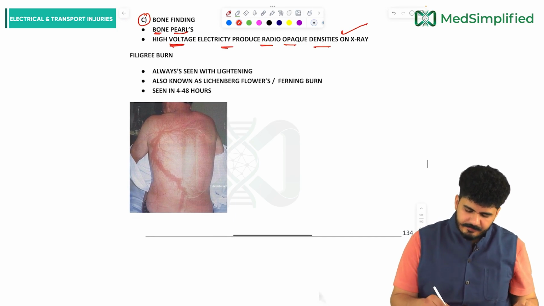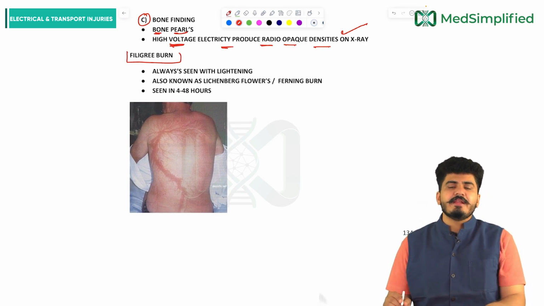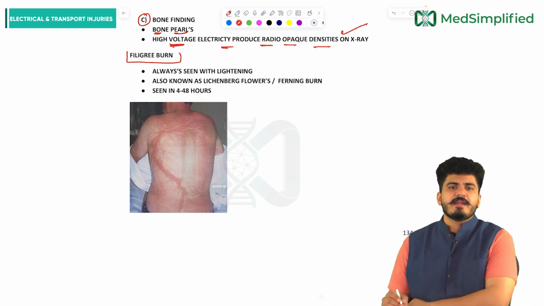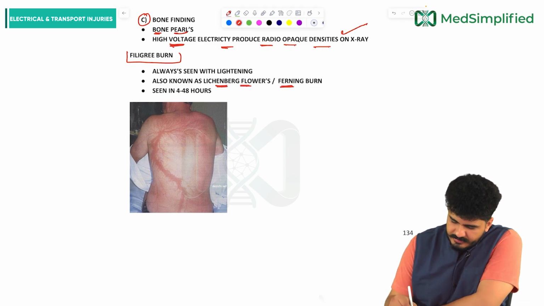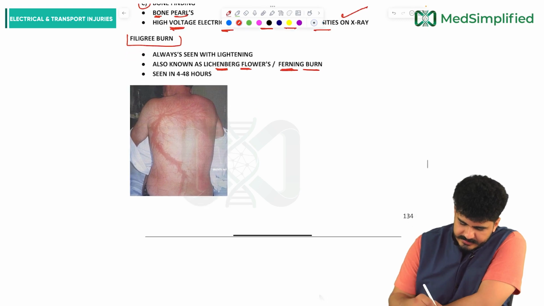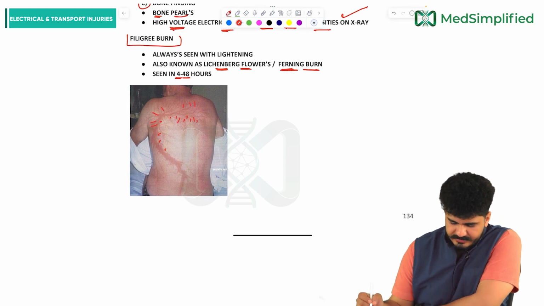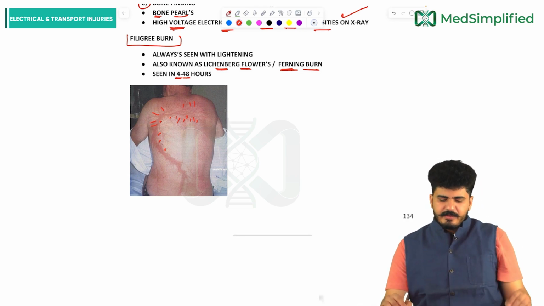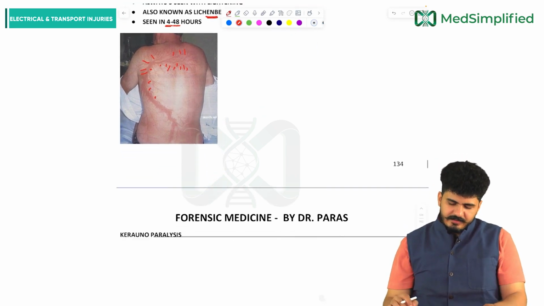Then filigree burn is there. Filigree is always seen with lightning, my dear friends. It is also known as Lichtenstein's flowers or ferning burn. You can see the ferning pattern right here, sir. It is seen in 4 to 48 hours. The ferning pattern in the filigree burn is happening because of the lightning coming from the sky, my dear friends.